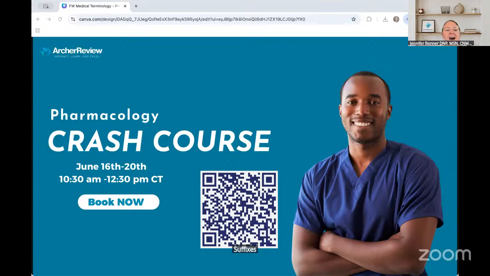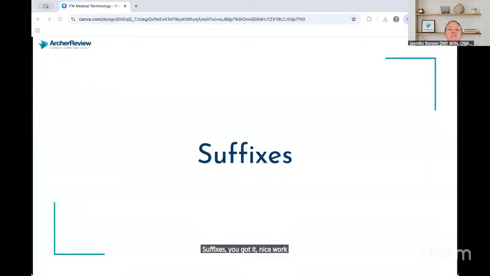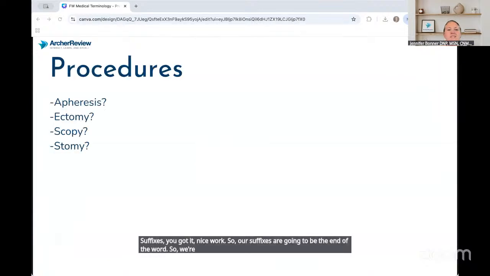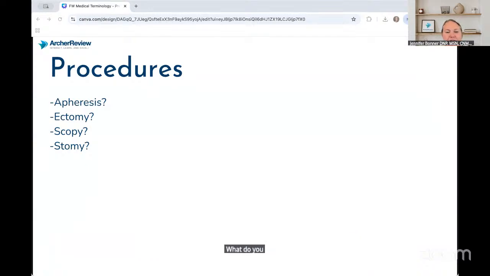Suffixes, you got it. Nice work. So our suffixes are going to be the end of the word. So we're going to look at some of these suffixes that talk about procedures. So apheresis. What do you think apheresis means? Let me know your guess in the chat.